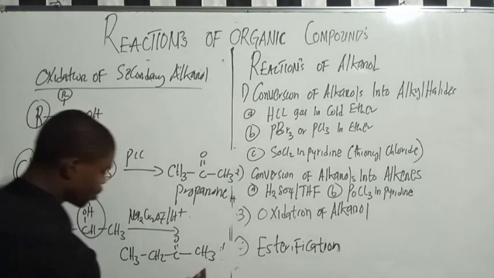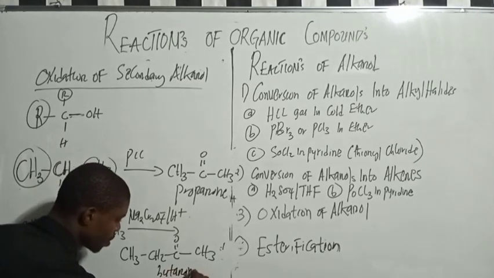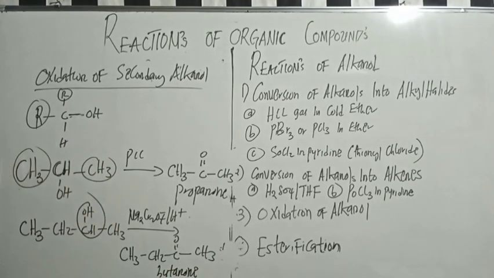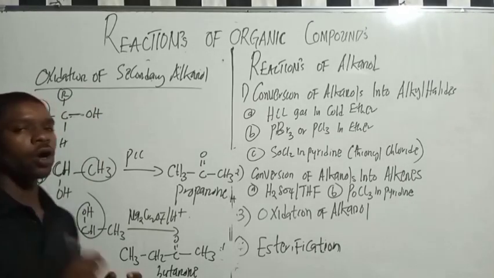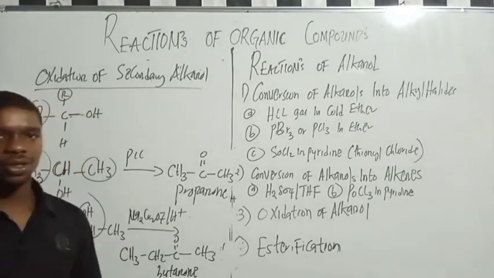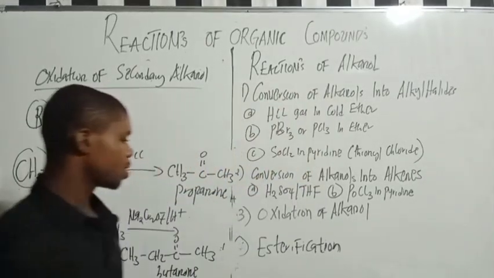So then, what is the product? We're going to do butanol. That is the product of the reaction. So oxidation of a secondary alcohol will only produce a ketone, no matter what oxidizing agent you make use of.